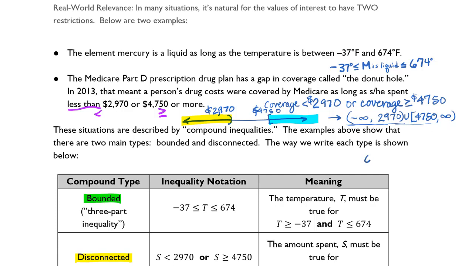We could also write this as $0 up to $2,970, close parenthesis, union 4,000, including the 4,750, all the way up to infinite dollars. Now, is anyone going to spend infinite dollars on healthcare costs? Probably not. So this does imply that you are using the context to inform your decisions.